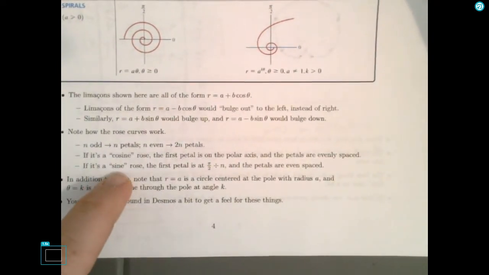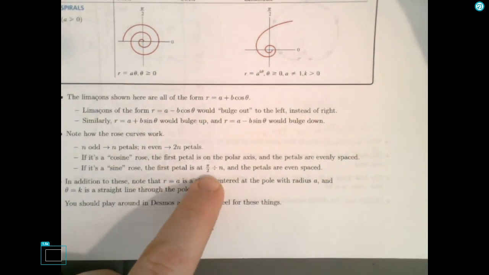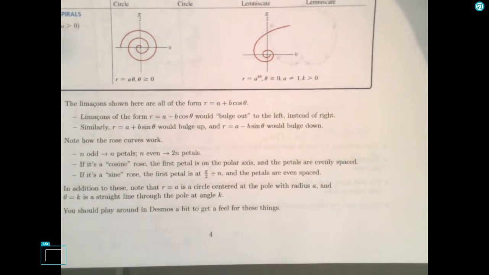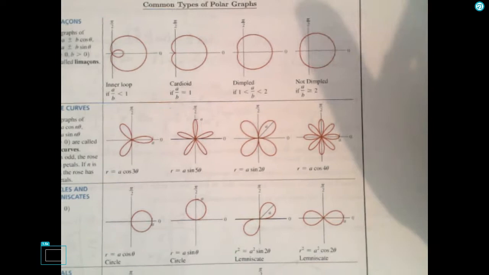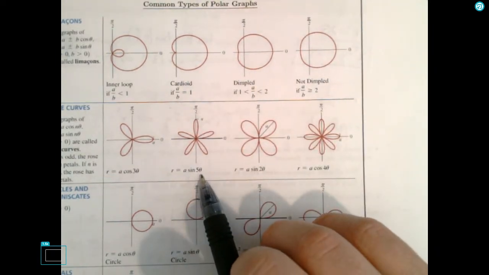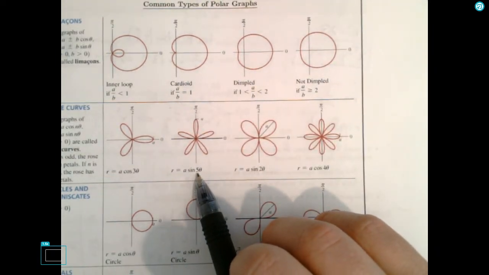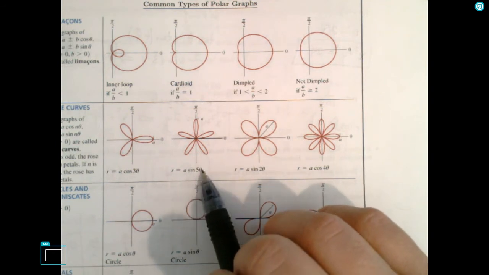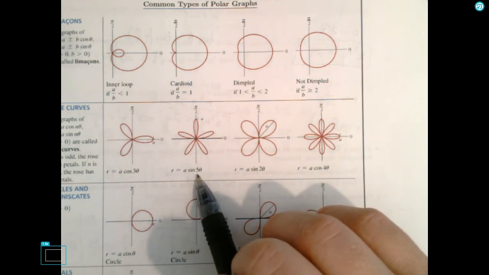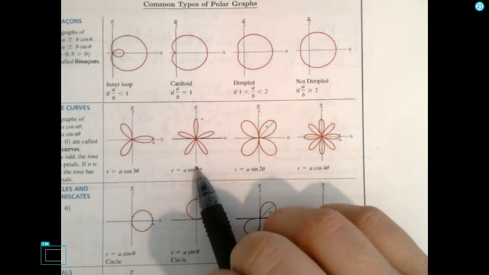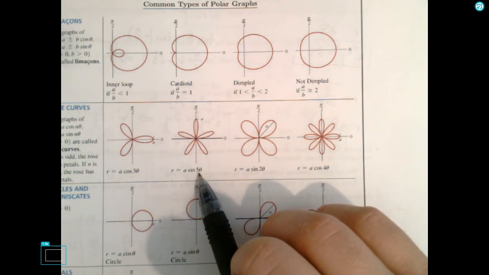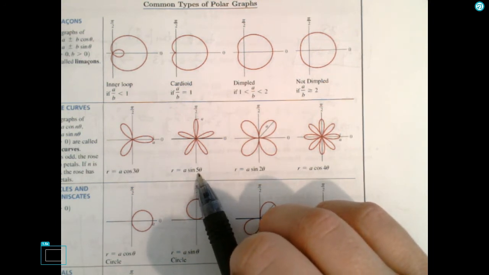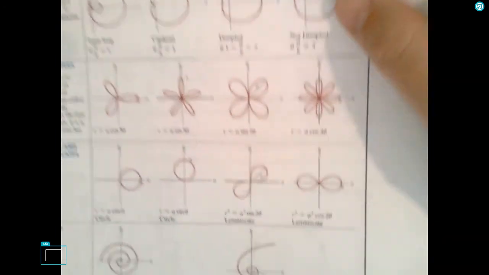If it's a sine rose, then the first petal is at pi over 2 divided by n. Now, why is that? Well, that's because the biggest that sine 5 theta can ever get is whenever sine of 5 theta is equal to 1. When does that happen? Well, that's going to happen whenever 5 theta is equal to pi over 2. And when does that happen? That happens when theta equals pi over 2 divided by 5, right?